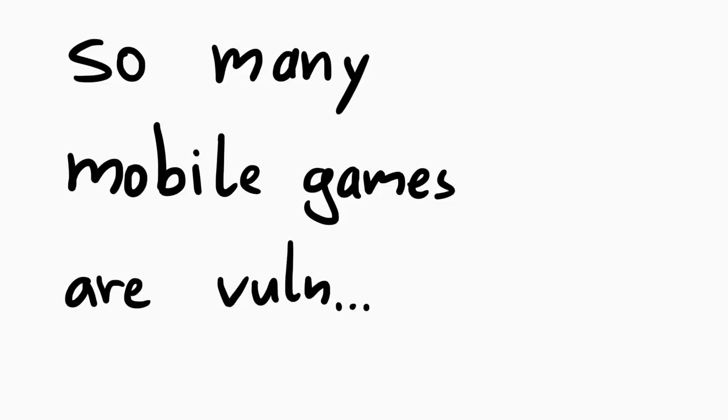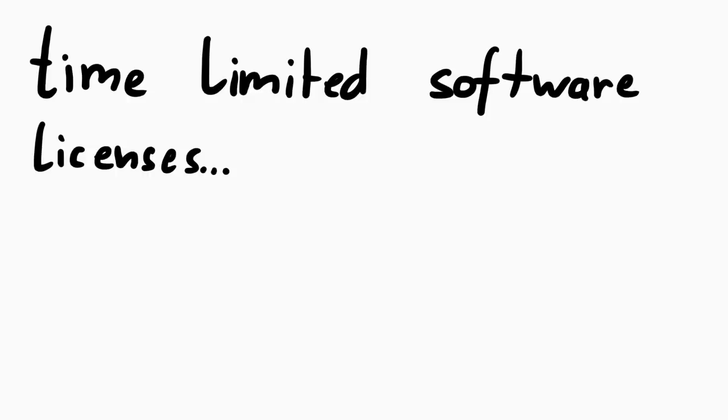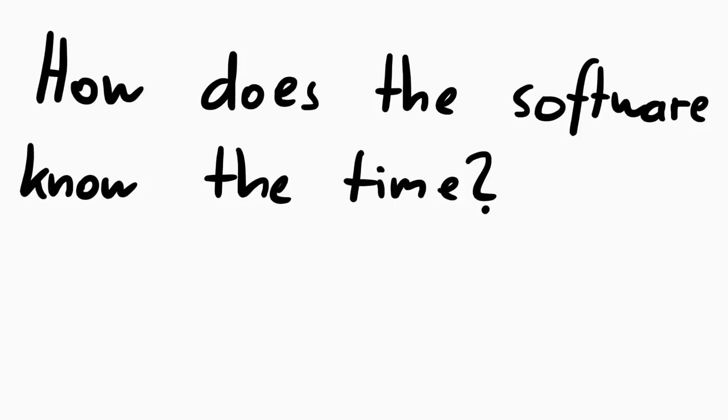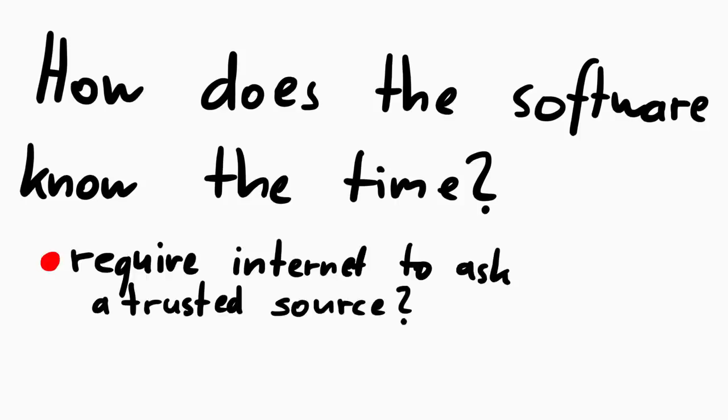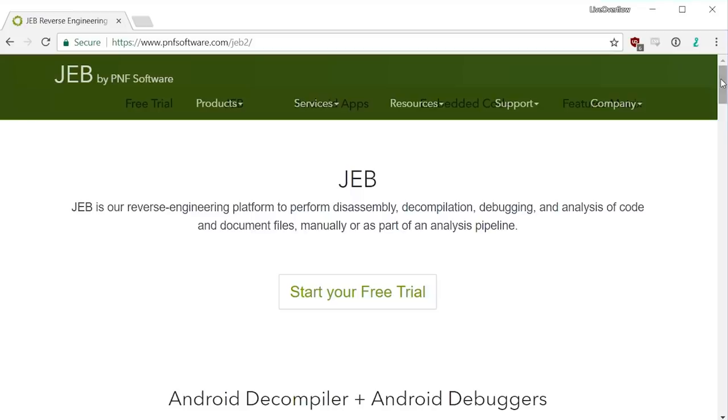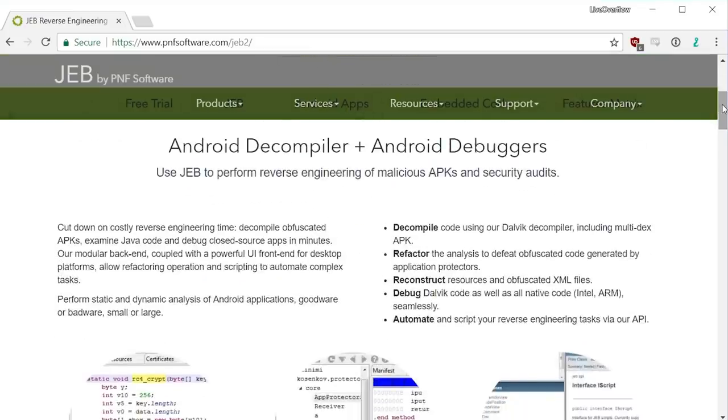But it's not only a threat for games. Software licenses often have limited time periods they allow you to use it. Where's the time information coming from? Does the software require always online so you can query your own trusted signed timestamp from your server? Or do users complain about needing an internet connection to use your tool so you use the local system time? Here's an example. Look at the software. Some of you may know JB2, an awesome Android decompiler.